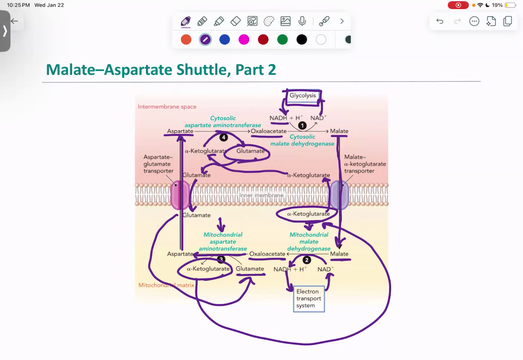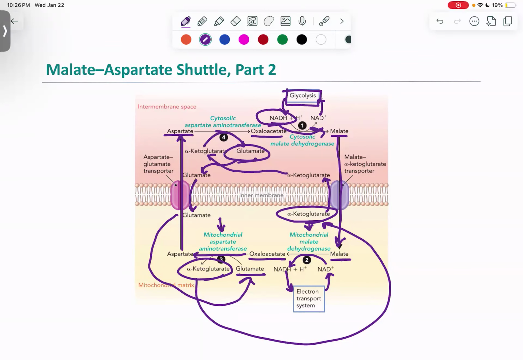So what drives this? Like, everything's so interconnected. What drives this? It's really driven by the NADH and the NAD plus ratios. So depending on what you have more of, what's going to happen. So if you need to generate more NAD plus, then you're going to start this process at that point. But if you have lots of NAD plus, you don't need to do this. So it's all about those ratios.